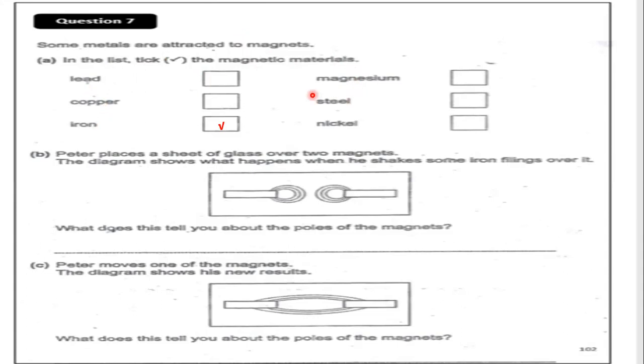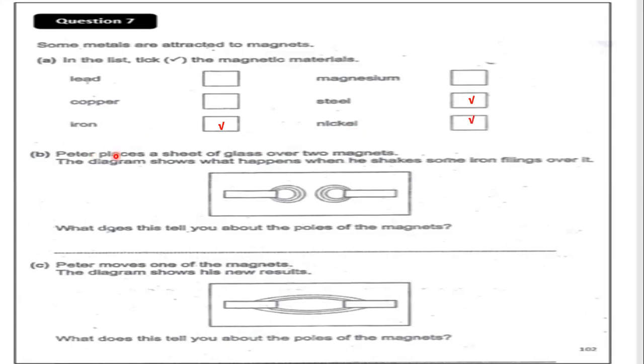Steel, by the way, is not a specific type of metal. Steel is a type of iron, so that you won't get confused. Steel is a type of iron, so it also has its magnetic properties. So steel is one of the materials. And last is the nickel, and we all know that the nickel is one of the magnetic materials.